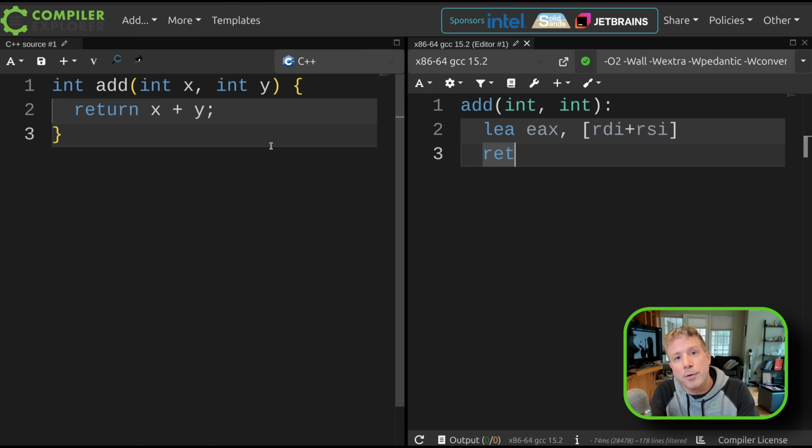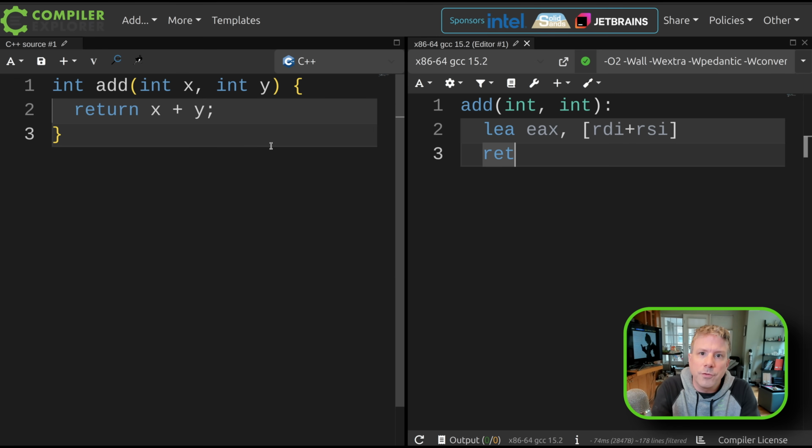Over here in Compiler Explorer I have a very simple function that just takes an x and a y, both integers, adds them together and returns the result. The x86 ABI on Linux, which is what I'm using here, says that the first parameter goes in RDI, the second parameter goes in RSI, or EDI and ESI, and then the result should go in EAX. We talked a little bit about that yesterday.